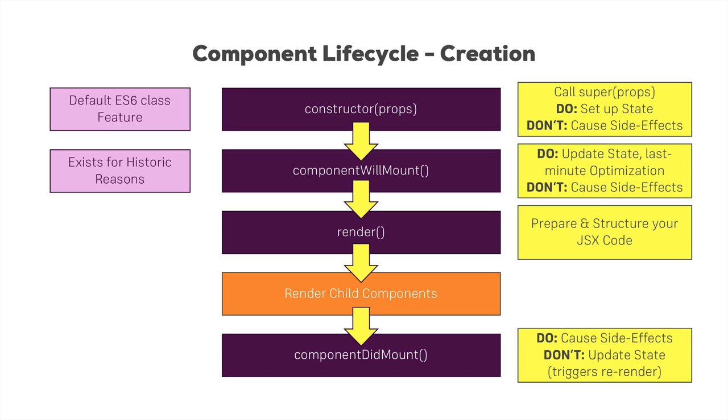Now, it's nice to see this diagram here, but it's still very abstract. So let's head back to our project and let's implement these hooks and maybe log something to the console so that we can really see the flow of our application.